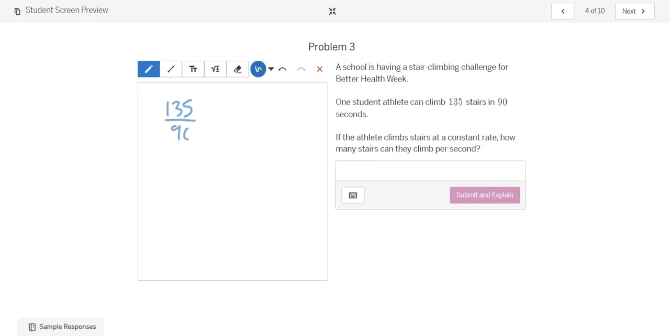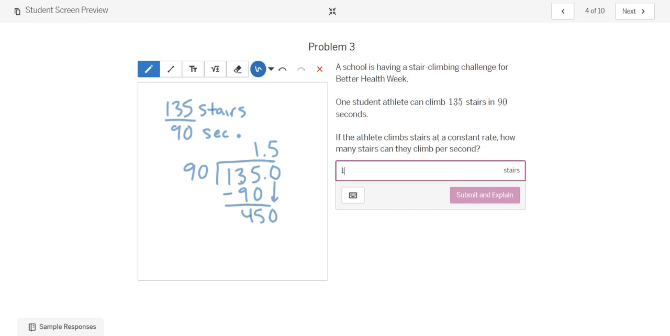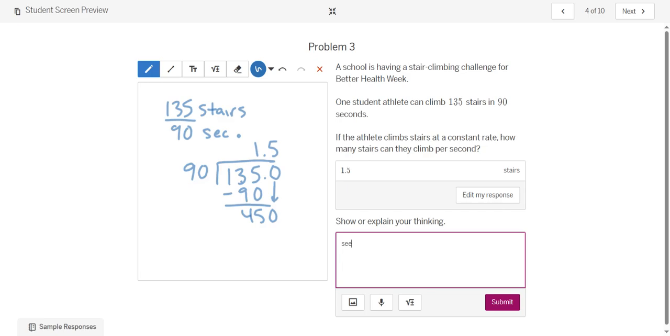135 over 90, that's stairs per second. I like it as a fraction, but if I did it as a decimal, because we're in a decimal chapter, this is what it would look like. 90 goes into 1, nope. 90 goes into 13, nope. 90 goes into 135 one time, 90, I subtract, I get 45. I'm going to put a point and a 0, bring down the 0, and that's 5 times. It goes in there 1.5 times. Submit and explain. See work, really. You're good.